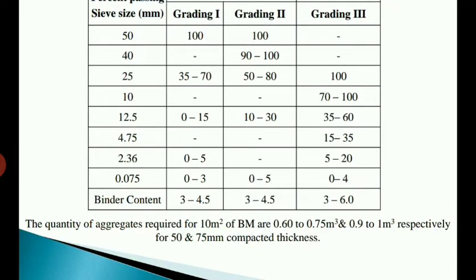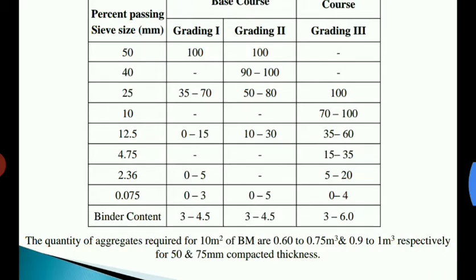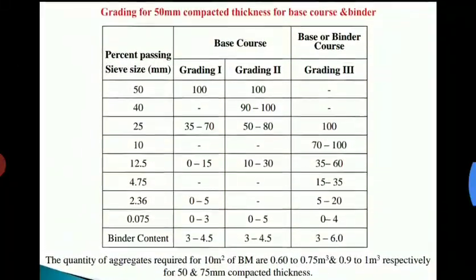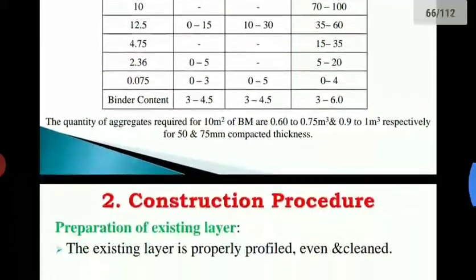Okay, and for 50 and 75 compacted thickness, they have given the conditions here. So how much quantity of the aggregates are required for 10 meter square of the area of bending material, right? That is 0.6 to 0.7 meter cube and 0.9 to 1 meter cube respectively for 50 and 75 compacted thickness. So that is the condition for 75 and 50 compacted thickness of these materials.